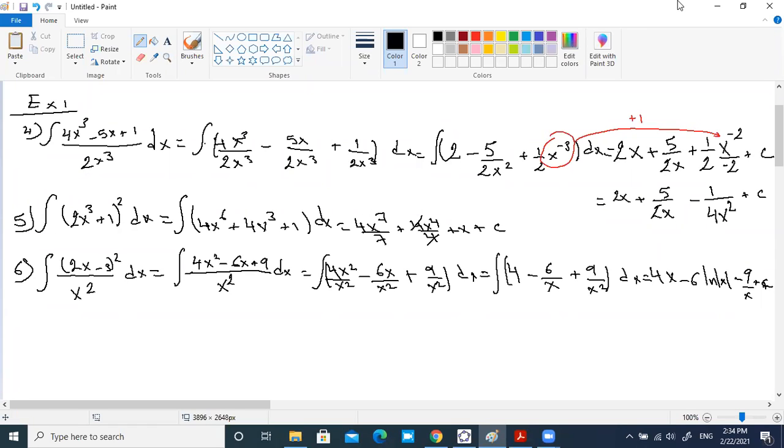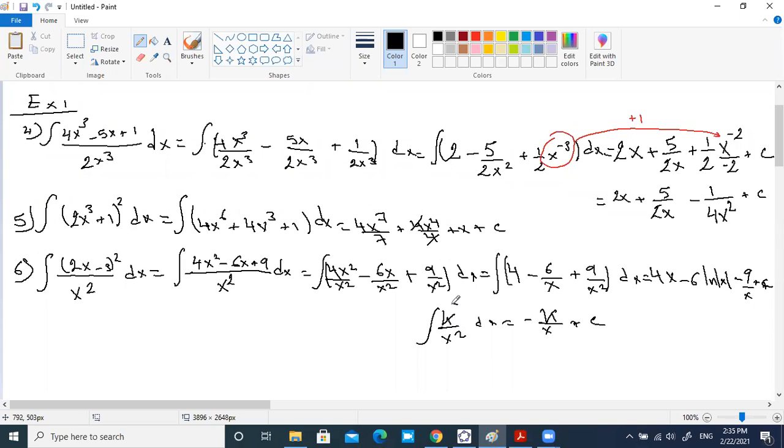Let me ask you about this one: 9 over x squared. Always, when you see x squared in the denominator, you change the sign and write it over x, because we also have a rule: the integral of k over x squared dx is equal to negative k over x plus constant c.